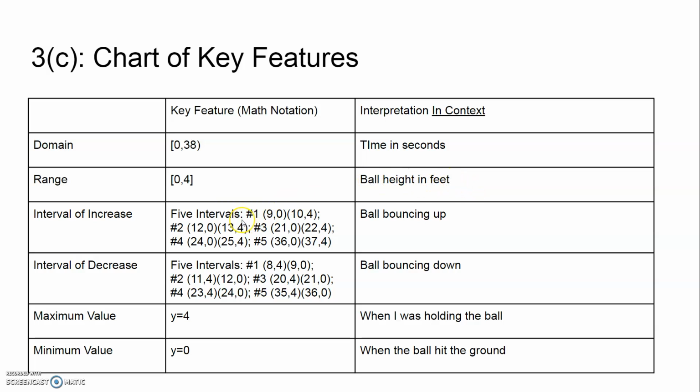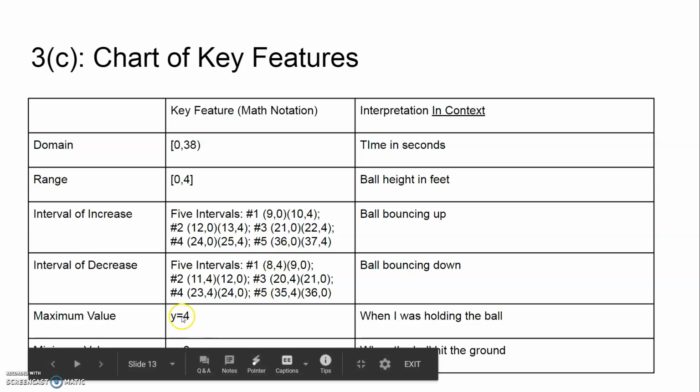These are the intervals of increase. It's when there are two points where it's increasing, and this is when the ball is bouncing off of the ground and back to me. These are the intervals of decrease, when the ball is first bouncing off of the brick wall and then going down to the ground. This is the maximum value, y equals 4.